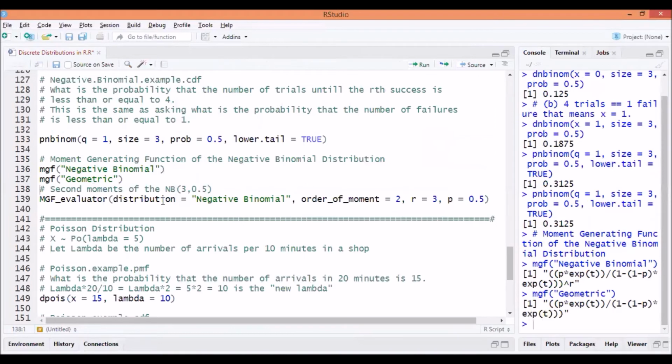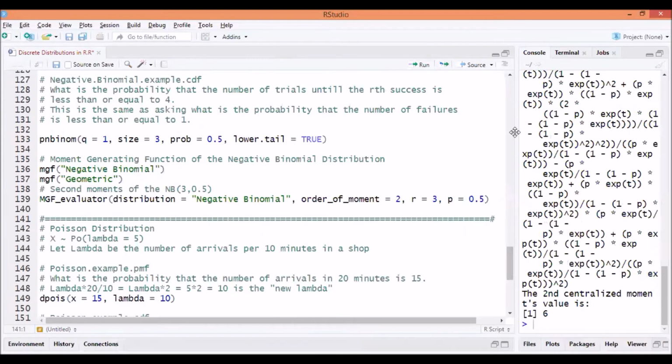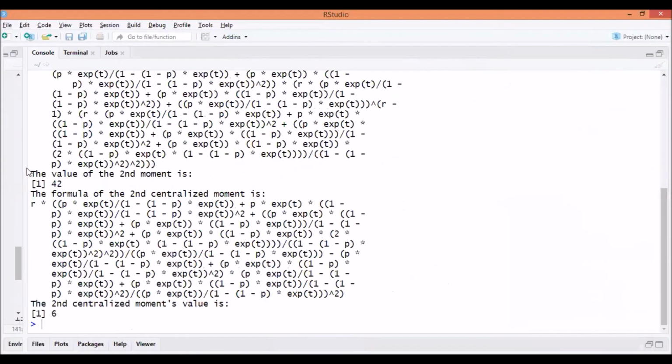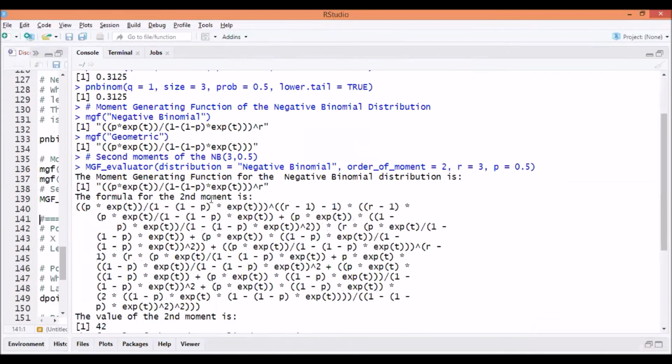So next, let's look at this. What are the second moments? The second moment and the second centralized moment. So the expected value of x squared and the variance of x if x follows the negative binomial distribution, with the number of successes being 3 and the success probability being 0.5. And again, we'll make use of the mgf evaluator function and the order set to 2. So let's expand this so we can look at it.